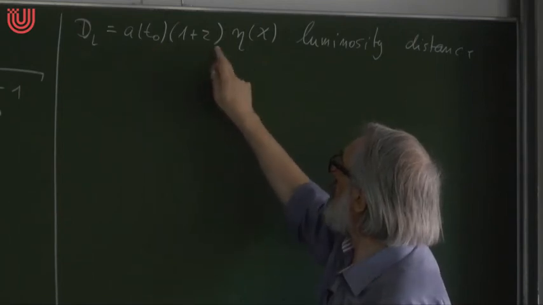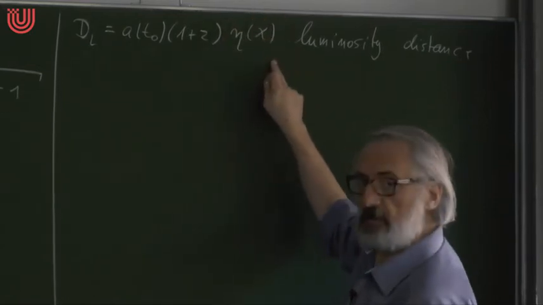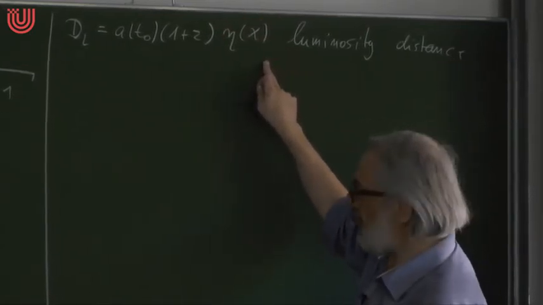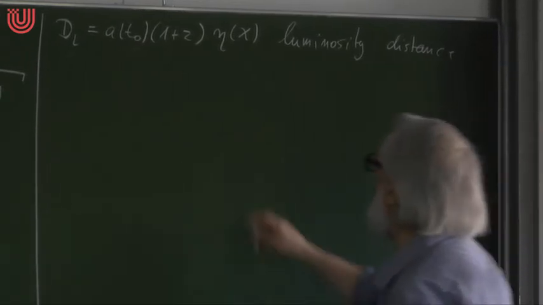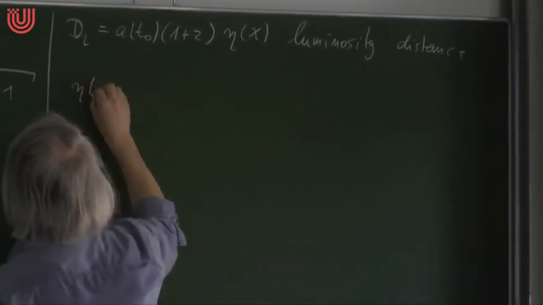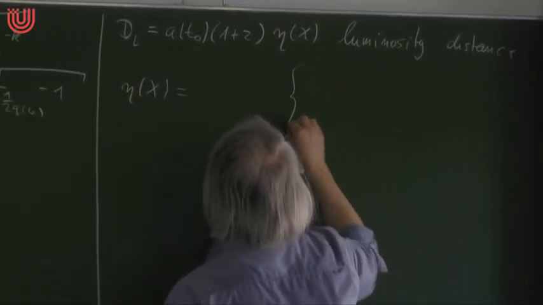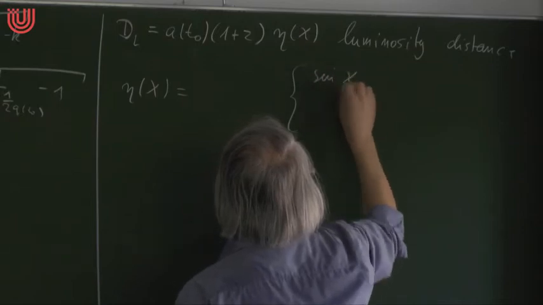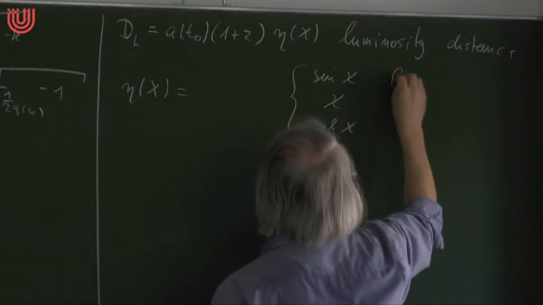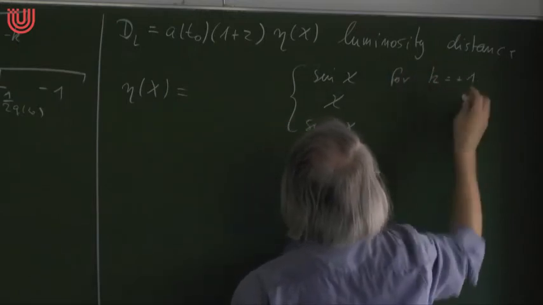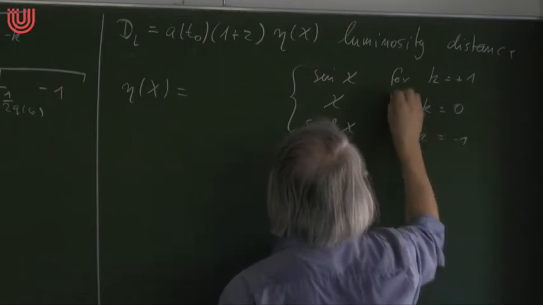So this is fixed. Here we have directly the dependence on z. So the task we have to do is to express this in terms of z. And that's not easy actually, this will take a while, but I hope I will manage to do it. Let me remind you what the eta was. Eta was a function which was sine chi, or sinh chi, depending on whether k was plus 1, 0, or minus 1.